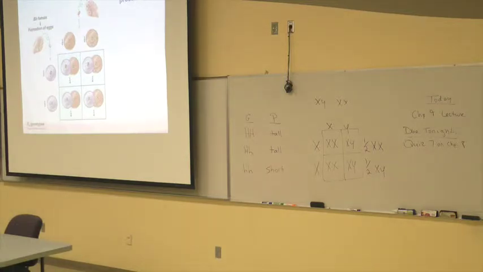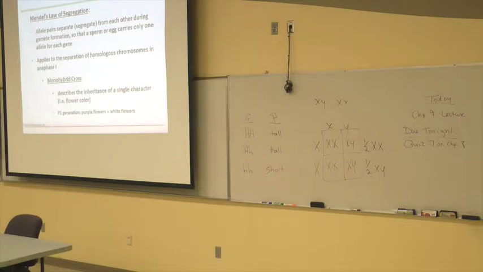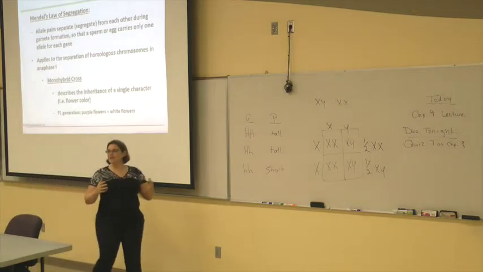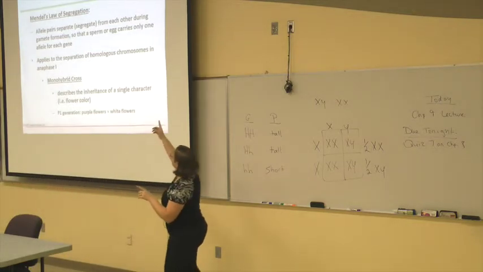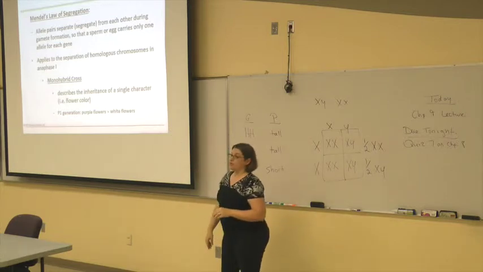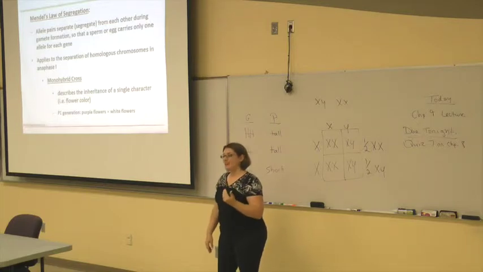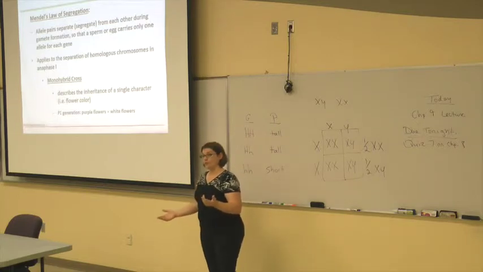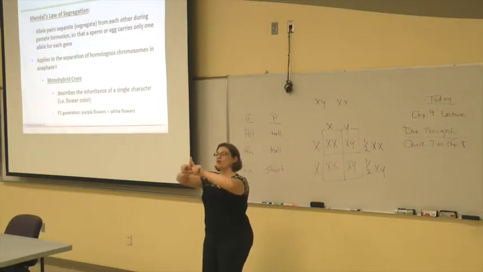Okay, so now let's get into some principles and laws. So Mendel's law of segregation. This applies to how you set up your Punnett square, your probability table, okay? Mendel's law of segregation states that allele pairs segregate from each other. They separate from each other, okay, during gamete formation, so that each gamete, each sperm or egg, only carries one allele for a trait. Okay? That's all about the behavior of the chromosomes during anaphase. All right?